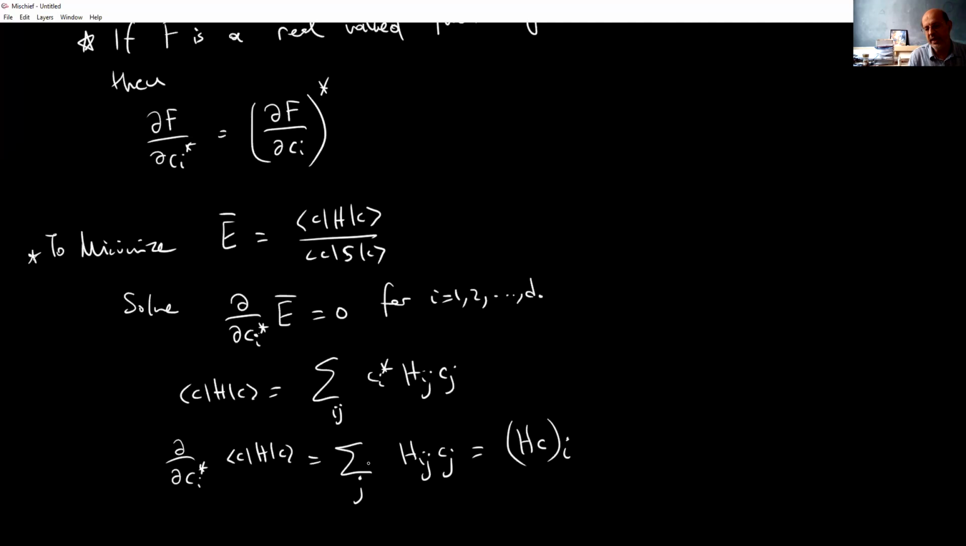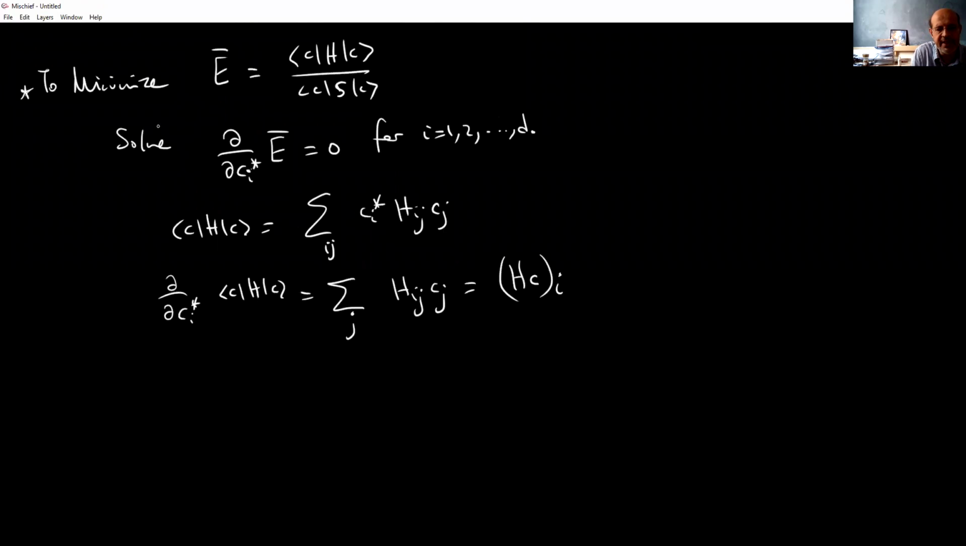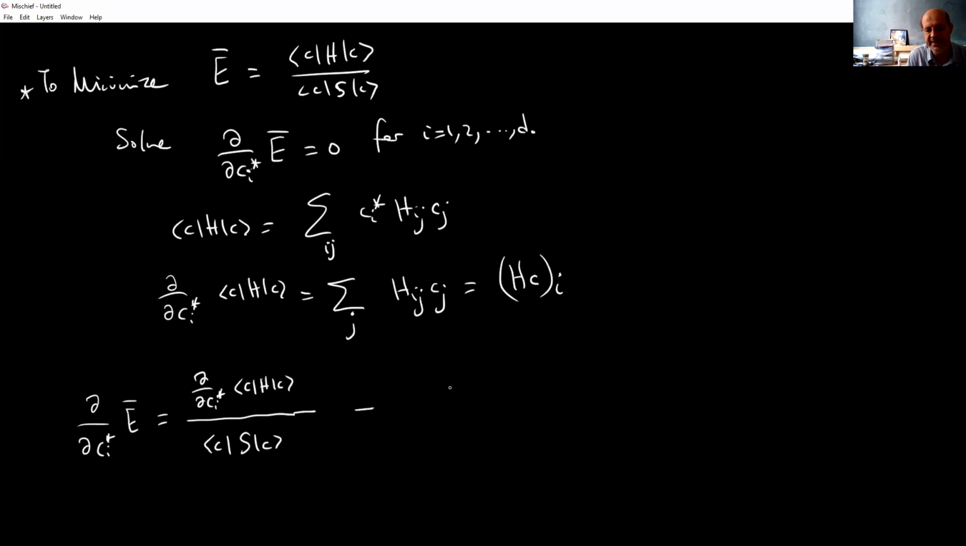Okay, and I can repeat the same thing for the S matrix as well. So as a result, I'm just going to do this, right? The derivative of E bar with respect to Ci star is equal to, first of all, the derivative of the numerator with respect to Ci star, and then minus the numerator divided by the square of the denominator and the derivative of the denominator.